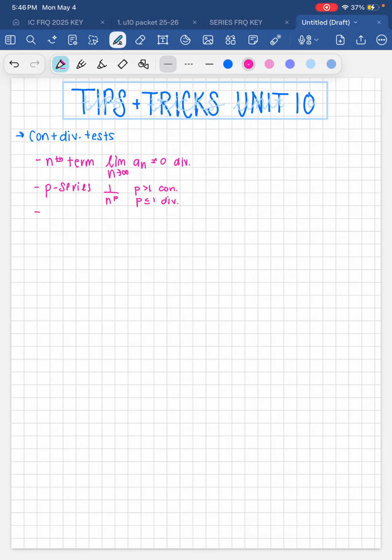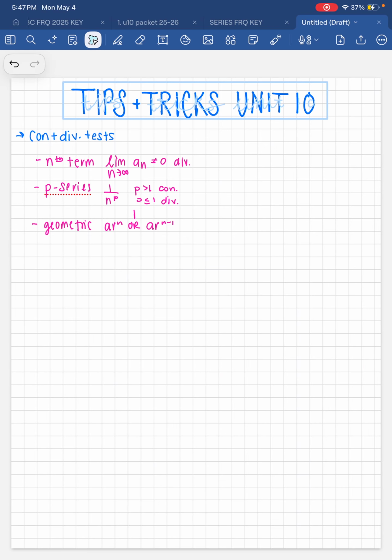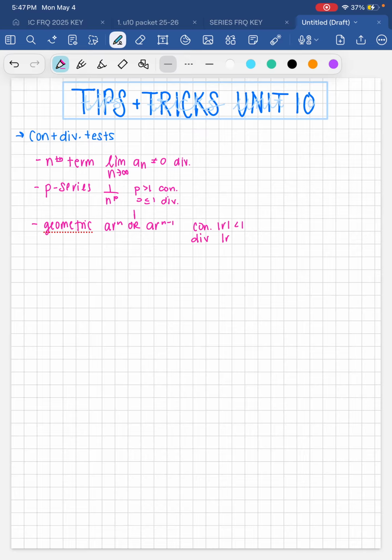If that fails, the next test I would look to try is the geometric series test. This is just my opinion. And I did a video on geometric series, you can go ahead and look that up. So geometric series is going to look like the form ar to the n or ar to the n minus 1. We're going to converge if the absolute value of r is less than 1. We're going to diverge if the absolute value of r is greater than or equal to 1.